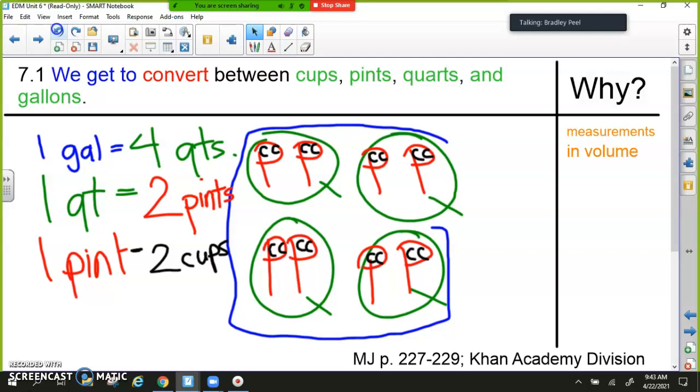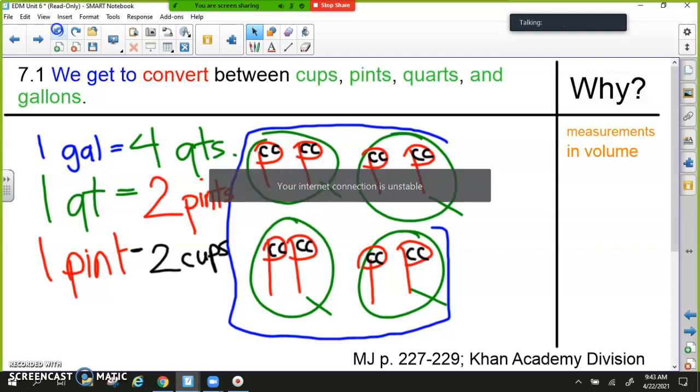I love that you went to the multiplication with that one. You said, okay, so we knew that there were 8 pints in a gallon times 2, so 2, 4, 6, 8, 10, 12, 14, 16. There are 16 cups in a gallon. I love that you used the multiplication.